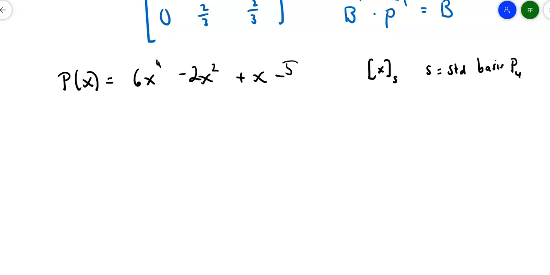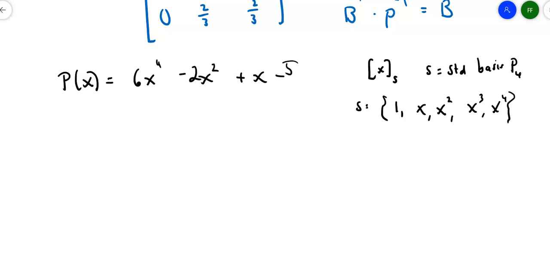Well, what's the standard basis for P4? Polynomials of degree 4 or less. That standard basis is going to be 1, x, x squared, x to the 3rd, x to the 4th, right? Those are the elements in my standard basis.